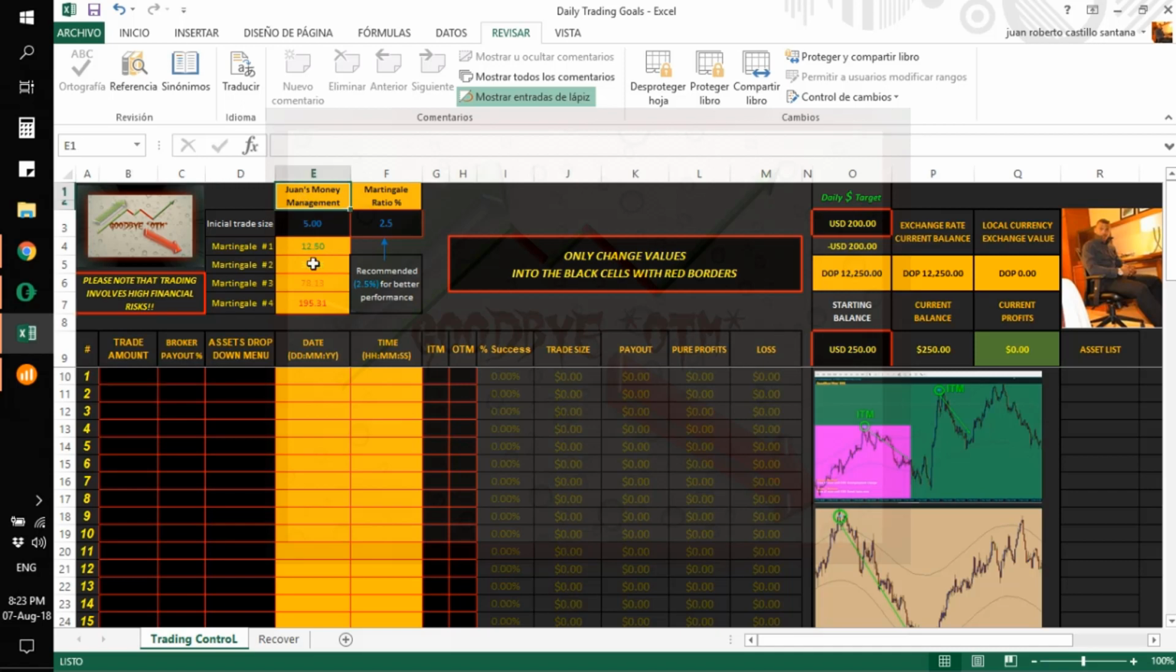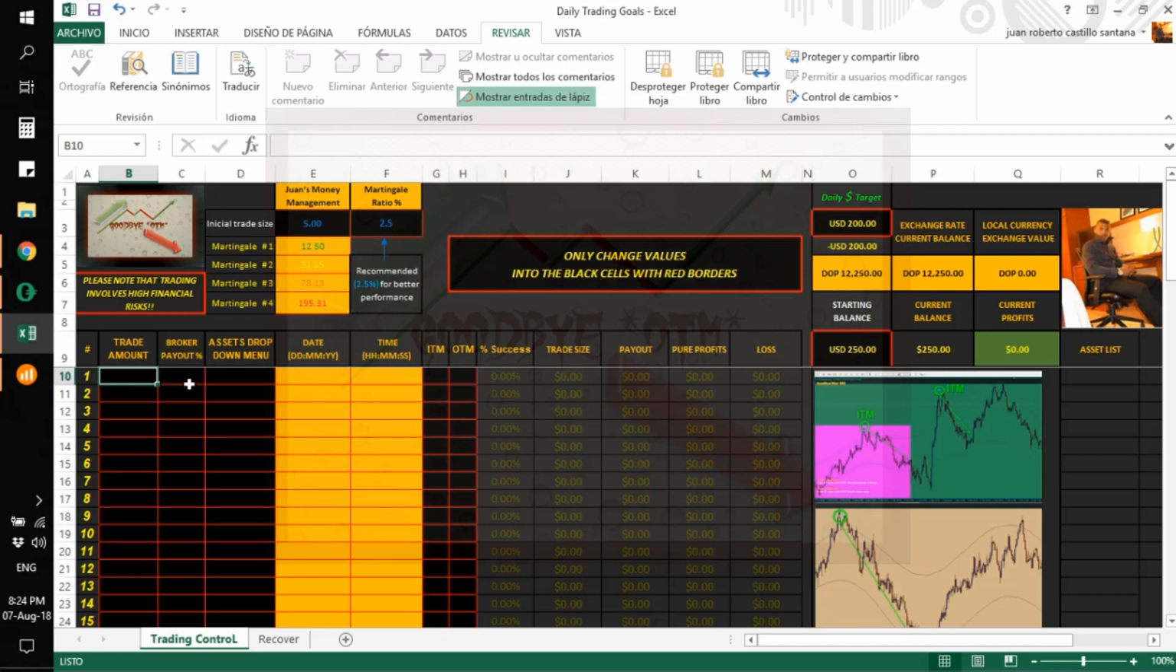It includes money management on the side. Over here we have our martingale steps, obviously right here, martingale step number 1, 2, 3, and 4, and we have a martingale ratio, which means that you can adjust your martingale levels from 2 all the way to 3, 2.1, 2.2, 2.3. It says over here 2.5 recommended for better performance.